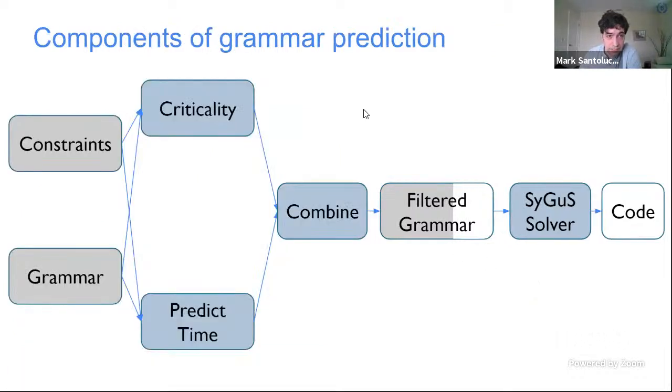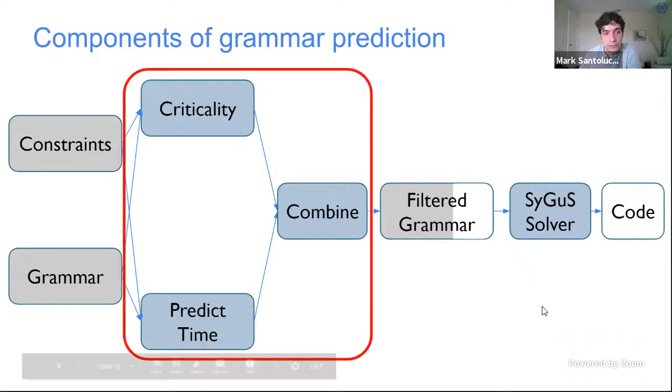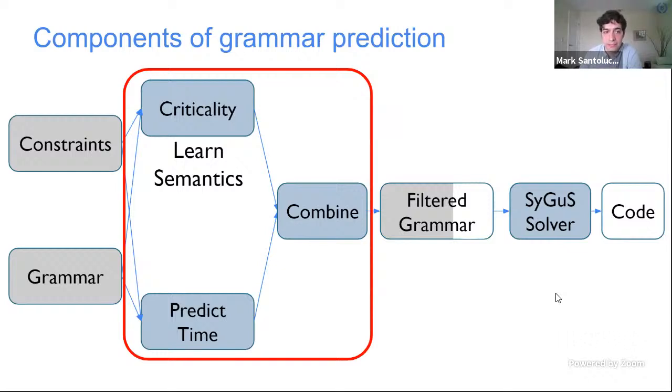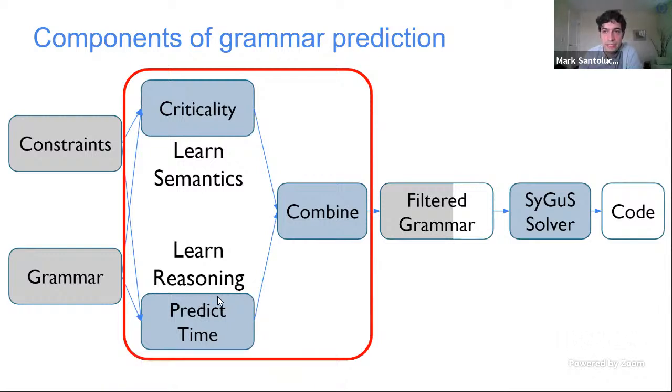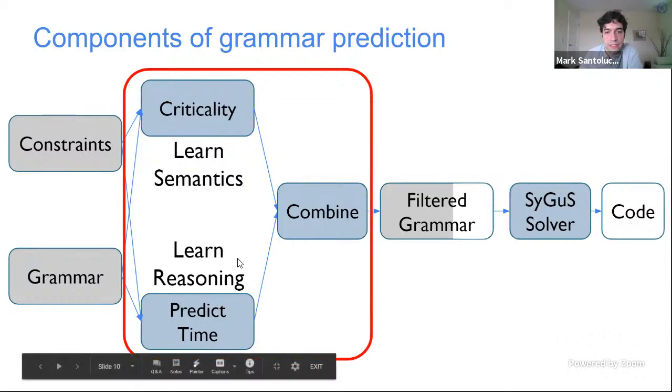To do this, we're going to have to introduce three different components for this grammar prediction. We're going to introduce criticality, and this is saying how likely is it that a particular terminal is part of the grammar that we need for this particular function. So this is where we're learning something about the semantics of the SyGus language. And then we also need to predict the time. What's interesting is that predicting the time is solver specific. So we're actually trying to use machine learning here to predict something about that particular solver and the way it explores its terms. And then we'll combine these two metrics to filter out our grammar.